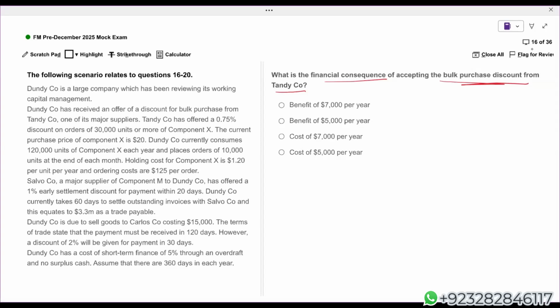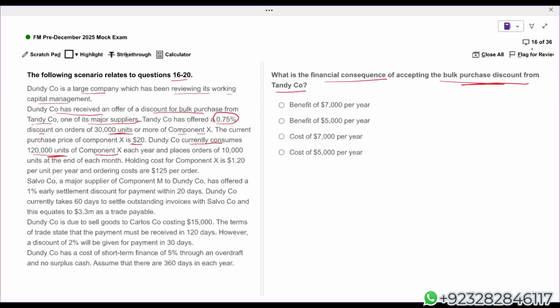Doonday Company is a large company which has been reviewing its working capital management. The company has received an offer of discount for bulk purchase from Tandy company, one of its major suppliers. Tandy company has offered a 0.75% discount, but the order has to be 30,000 units or more of component X. The current purchase price of component X is $20. The company currently consumes 1,20,000 units of component X. So the annual demand is 1,20,000 each year.